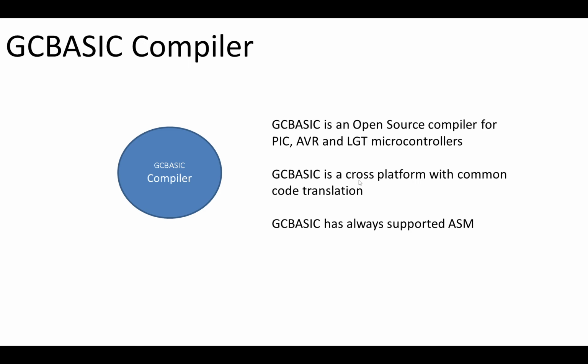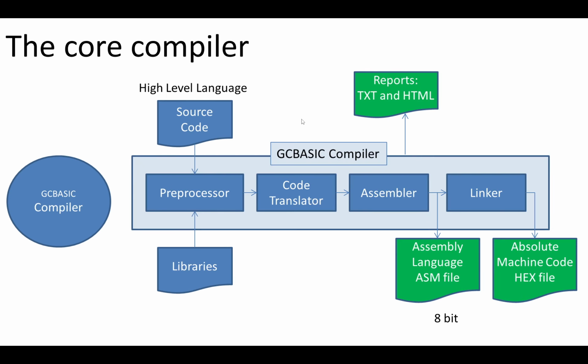Okay. So we're an open source compiler for PIC, LGT, and AVR, and we're cross-platform with common code translation if you use GCBASIC. The moment that you start using assembler, you are not cross-platform because you are going to be writing assembler for a specific chip. And GCBASIC, as I've said previously, has always supported assembly.